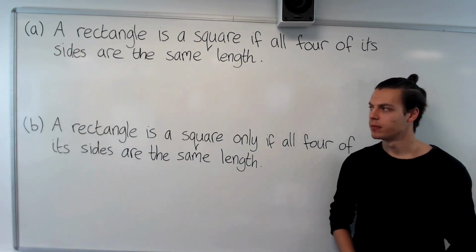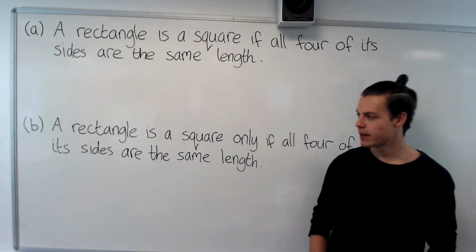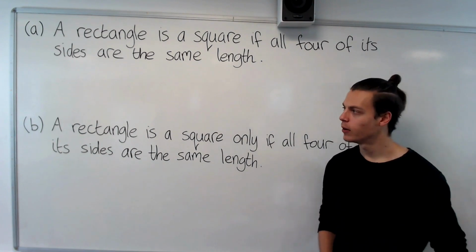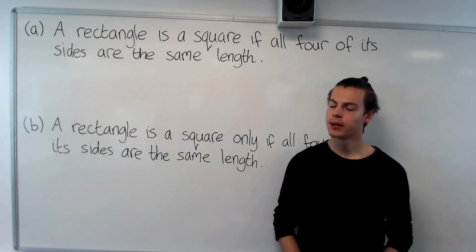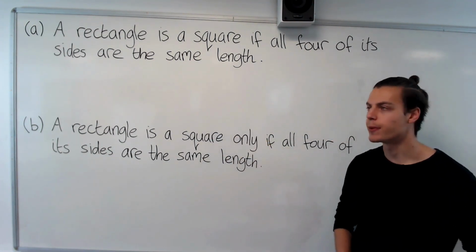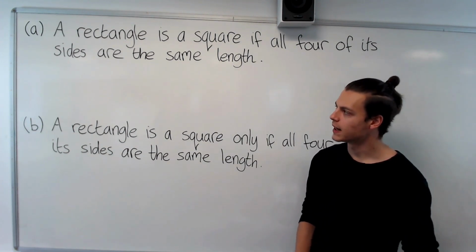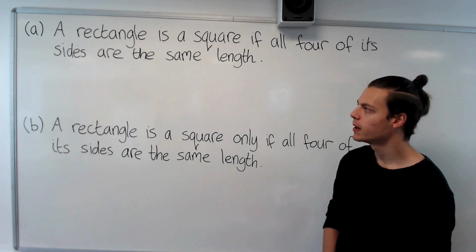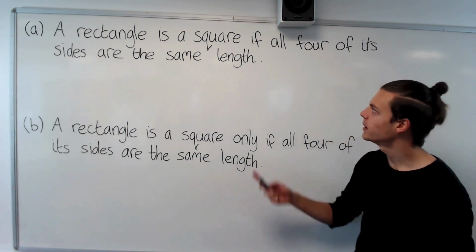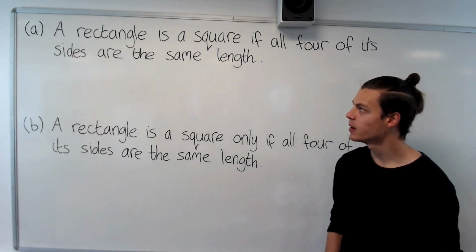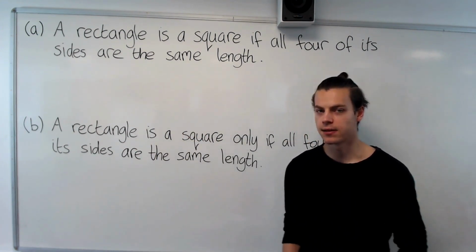In this exercise, we are tasked with rewriting these two statements in the form if something, then something else. So let's look at our first statement. A rectangle is a square if all four of its sides are the same length. So this is quite straightforward. If all four sides of a rectangle are the same length, then the rectangle is a square.